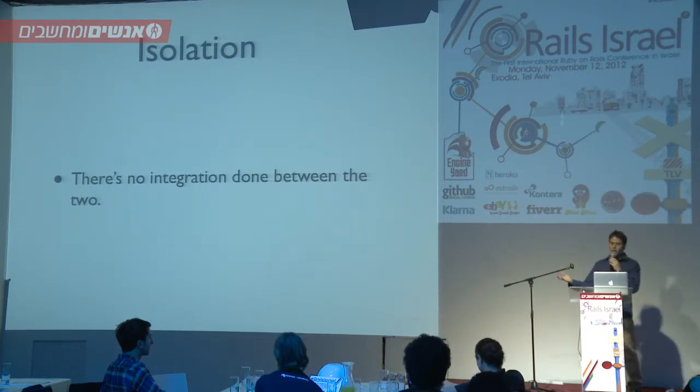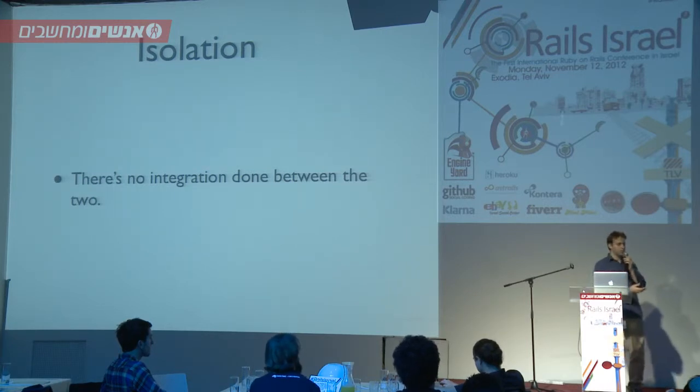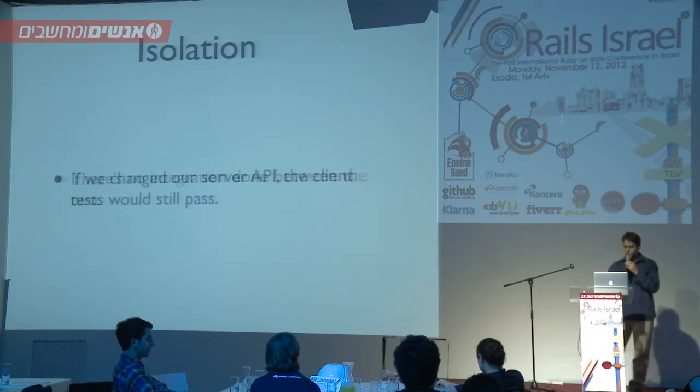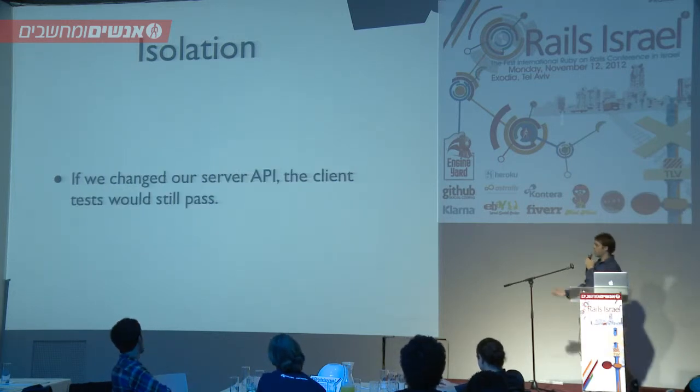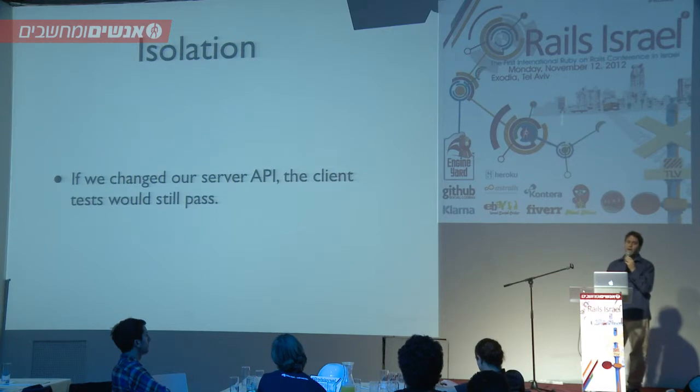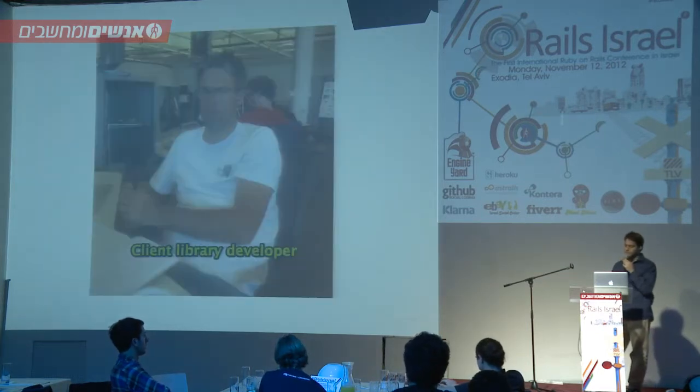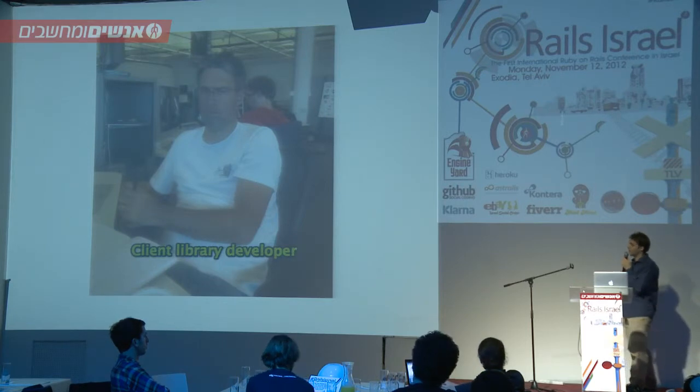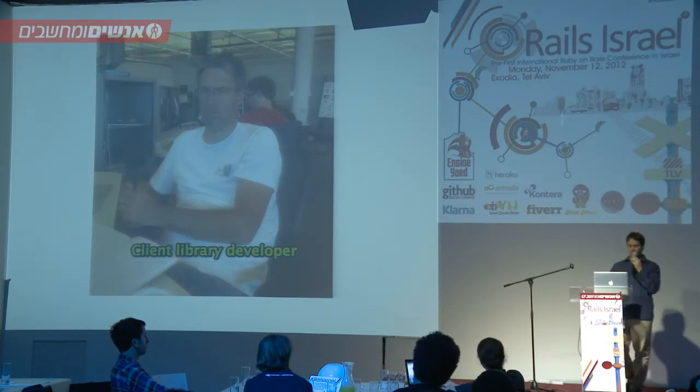We know that the client behaves the way it should be according to its own interface. We know the server is doing what it should be doing, but we don't know that the client talking to the server is actually doing what it should be doing. Explicitly, if we changed our server API, the client test would still pass, even though the behavior should be that they would fail. And so, the client library developer would be unhappy, to say the least.